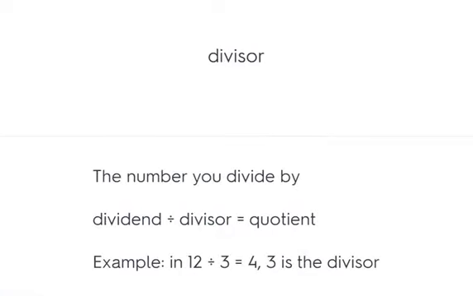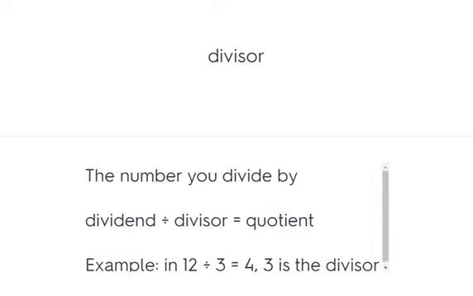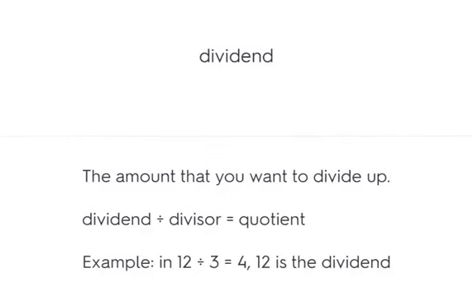Divisor. The number you divide by. Dividend divided by divisor equals quotient. Example. In 12 divided by 3 equals 4, 3 is the divisor. Dividend. The amount that you want to divide up. Dividend divided by divisor equals quotient. Example. In 12 divided by 3 equals 4, 12 is the dividend.